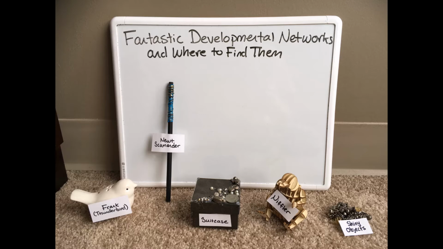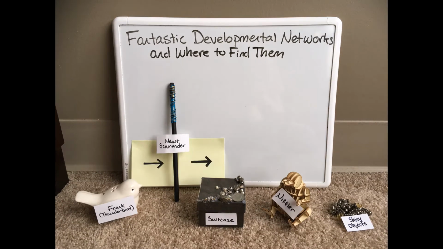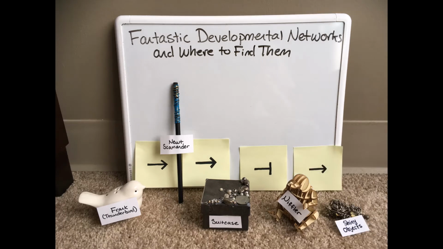So, in the story so far, Frank activates Newt to go to New York, which in turn activates Newt to use his suitcase. The suitcase represses the niffler from stealing shiny objects by keeping it contained. When the niffler is not contained, it is activated to steal shiny objects. And this is what the complete developmental network looks like.